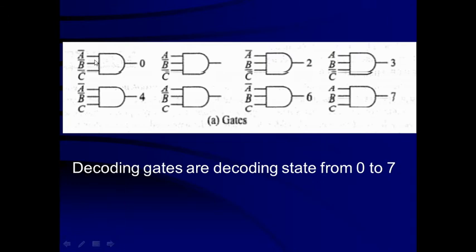That you can see here for the different decoding gates. A bar, B bar, C bar is connected for decoding state 0. A, B bar and C bar is connected to decode the state number 1. A bar, B, C bar is connected to decode the state number 2. And to decode the state number 7, A, B, C is connected to the gate. So, these are all 8 gates which are required to decode the different states.